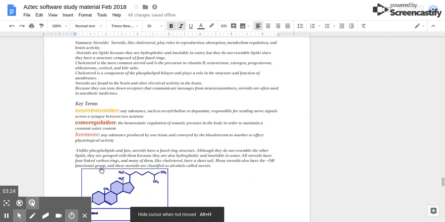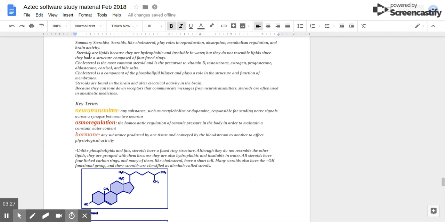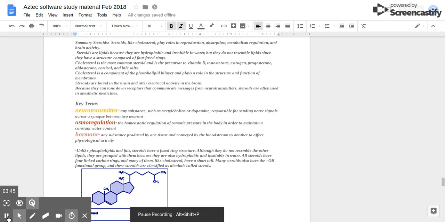In the next section, we are reviewing steroid summary. So, steroids, for example, cholesterol, these are related to lipids as well. They play a role, steroids do, in reproduction, absorption, metabolism, regulation, and brain activity. Steroids are lipids because they are hydrophobic and insoluble in water, but they do not resemble lipids exactly since they have a structure composed of four fused rings.